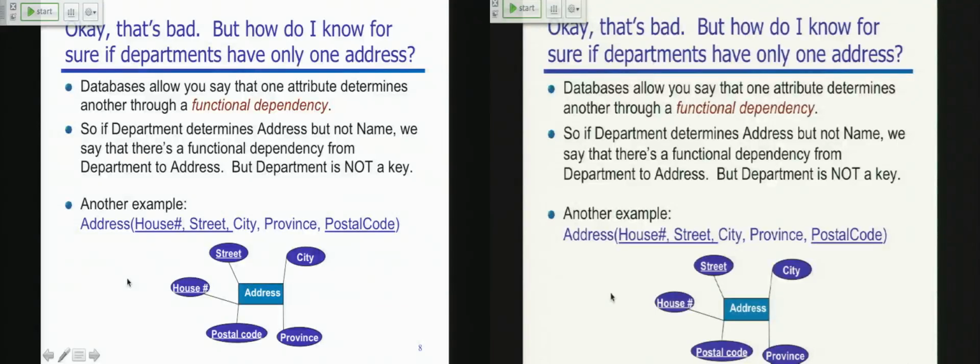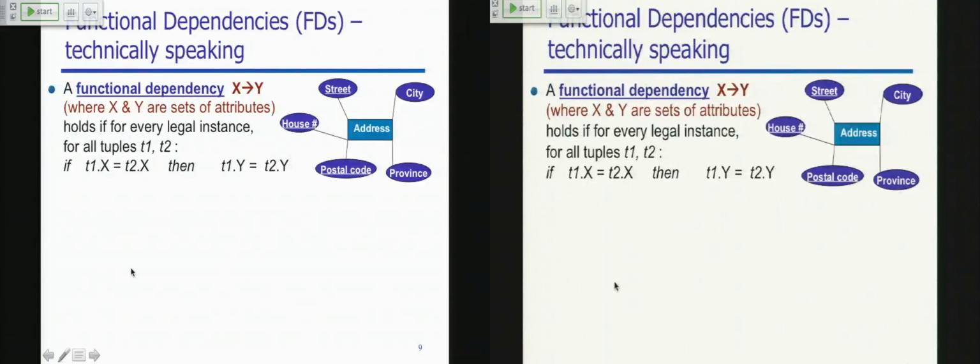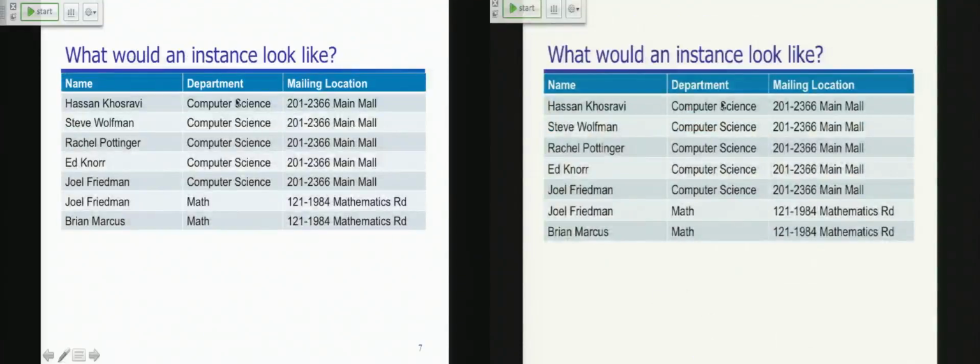Now the question is, why would that be problematic? Okay, so more formally, a functional dependency, we show it as X arrow Y, where X and Y are sets of attributes, so it could be more than one attribute in each. It holds if for every legal instance, if you have two tuples that have the same value for X, they will also have the same value for Y. So back to our example, if you have two tuples that have the same department name, that would mean that they would have the same mailing location.